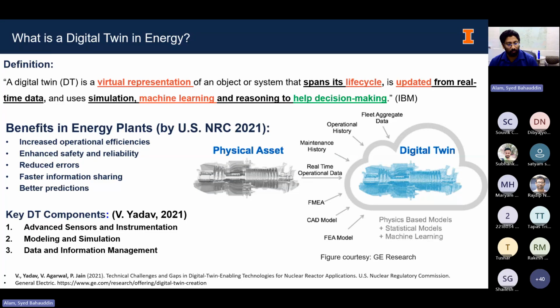Okay, so also we want to make our position clear that digital twin will not make decisions. It will just help in making decisions. There has been lots of buzz around the components of digital twin, right? But NRC made it very clear through their reports back in 2021 that digital twin has only three components. One, sensors and instrumentation, and through sensors and instrumentation you get data. And that data will be used for modeling and simulation.